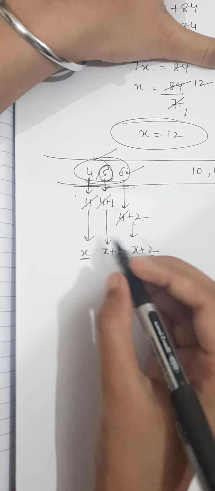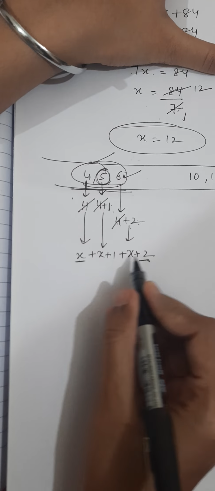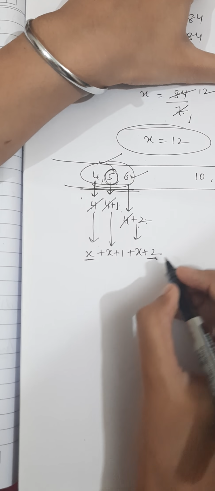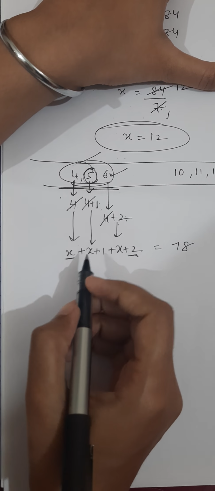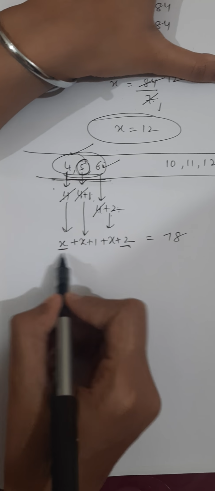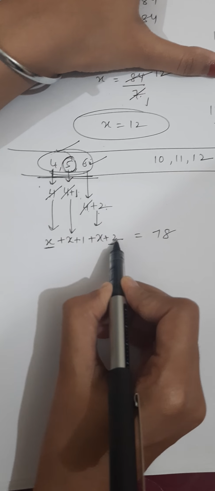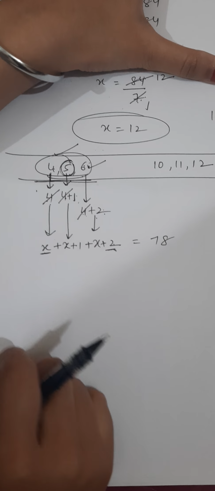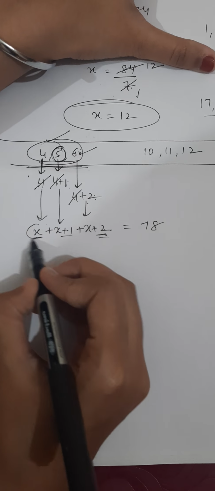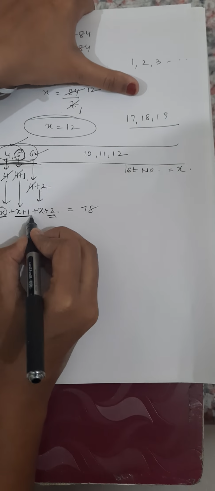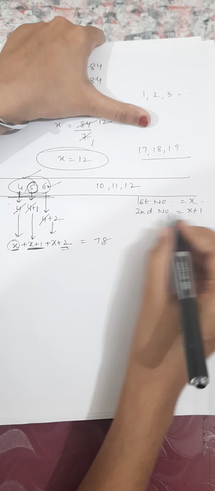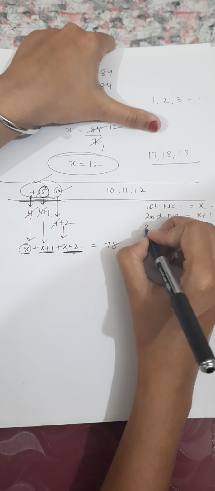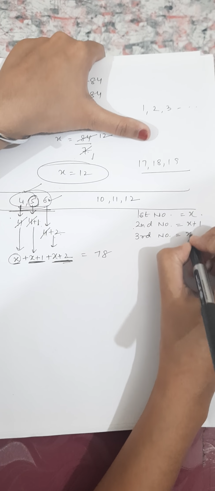And the question is, if I add these three consecutive numbers, the sum will become 78. So this is the question, this is the equation. They are asking you to firstly find the value of x, and then by putting in this value, find the three consecutive numbers. Now, x is the first number, x plus 1 is the second number, and the third is x plus 2. So I am going to write here, third number is equal to x plus 2.